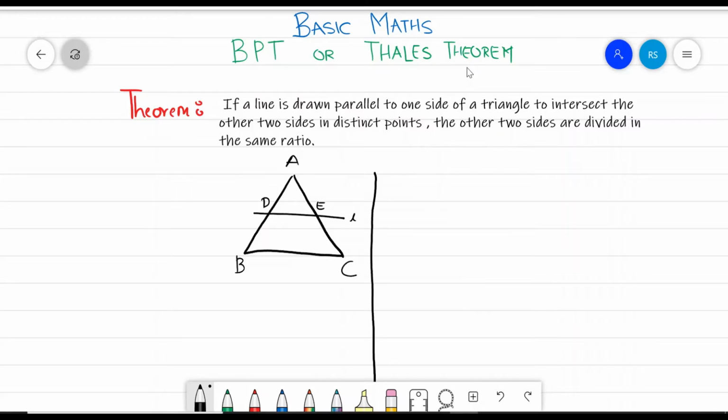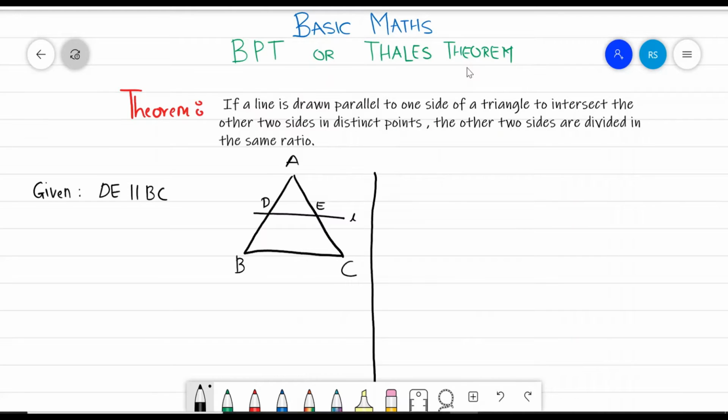What we have to prove is that the other two sides are divided into the same ratio. The other two sides are divided, so this is AD and DB, and AE and EC. So we have to show that AD upon DB is equal to AE upon EC. So this is what we have to prove. Now we got what is given and what we have to prove, so let us write that. Given, DE is parallel to BC.